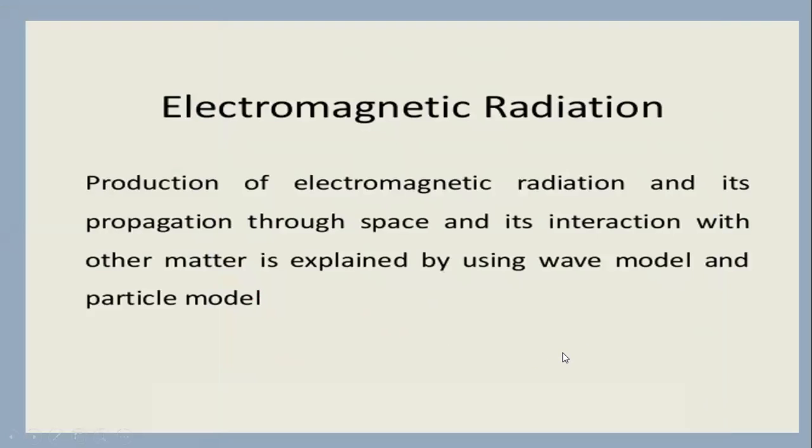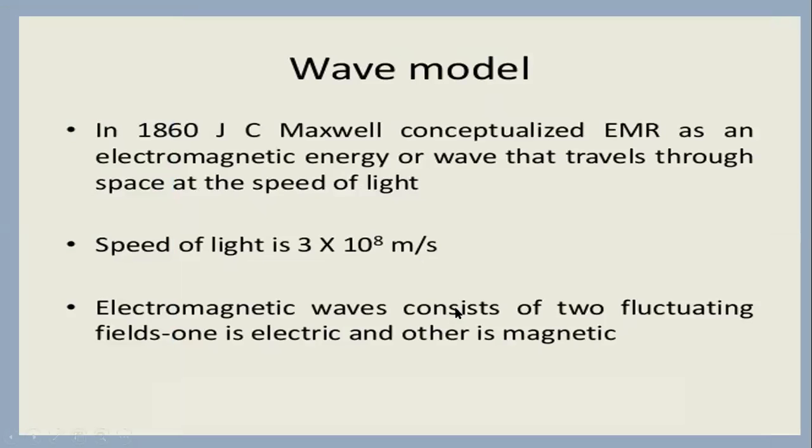So again, electromagnetic radiation is nothing but the production of electromagnetic radiation and its propagation through space, and its interaction with matter is explained by various laws applicable here, with the help of which we can identify and use it in many applications. So radiation in antennas, radiation in towers, radiation in the sun, there are a lot of applications that we will see soon.